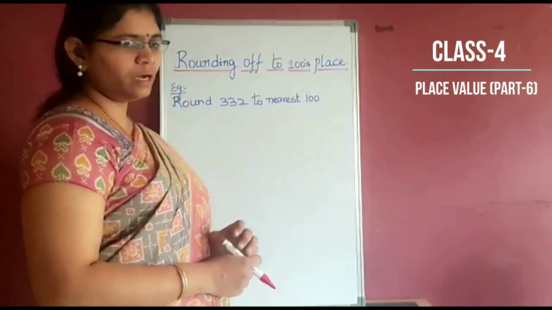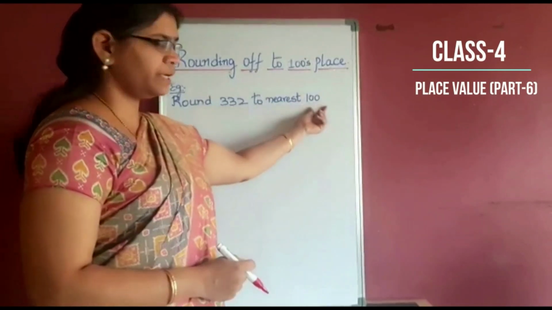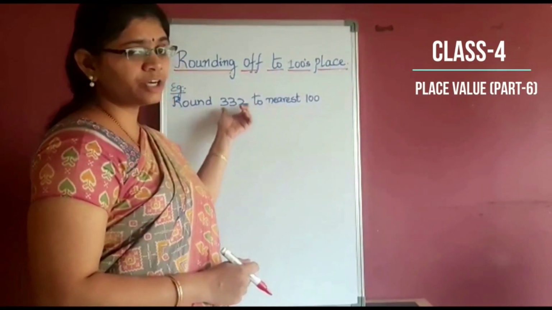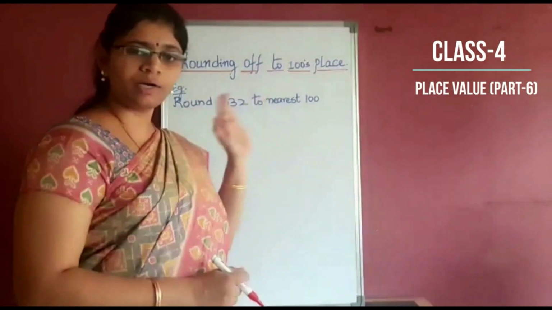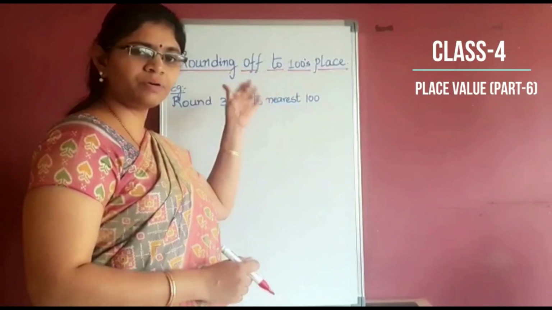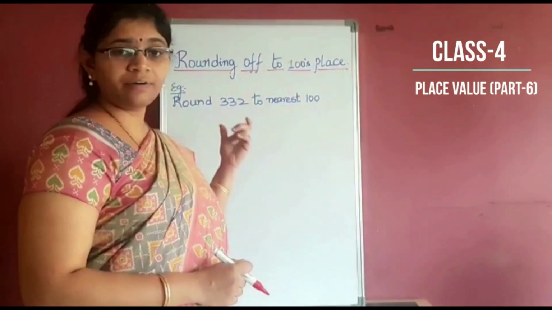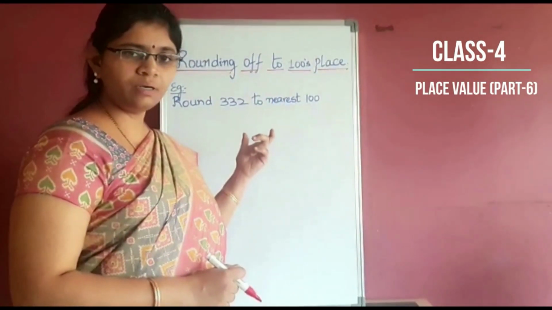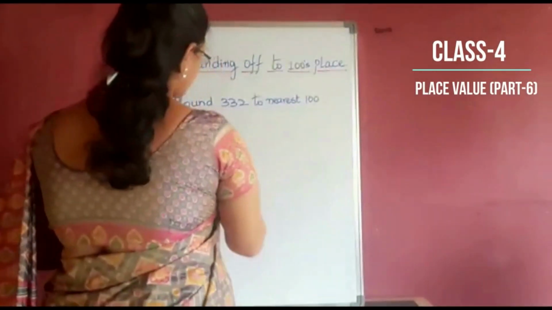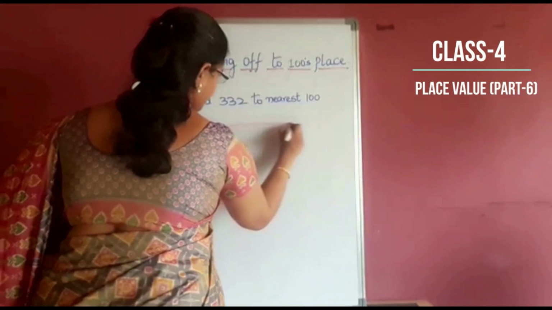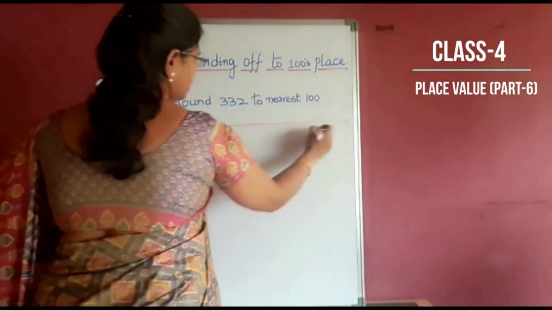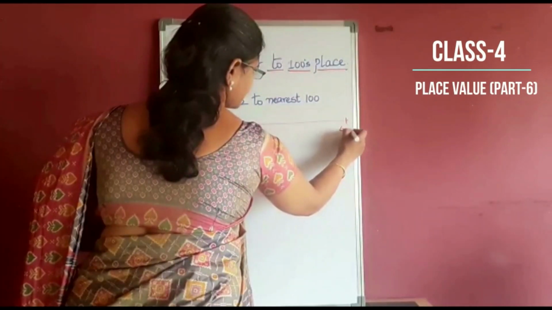Now let us see how to round off this number to the nearest hundreds place. Now children, 332 is in between which two hundreds as we are rounding off to hundreds place? 332 is in between 300 and 400. Now let us represent it on a number line. This is in between 300 and 400.